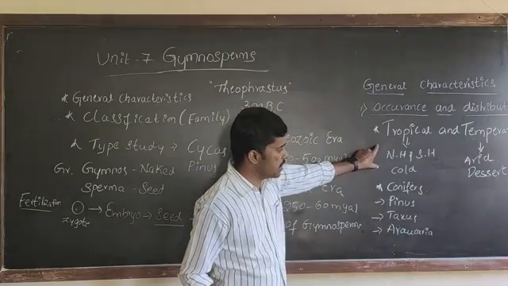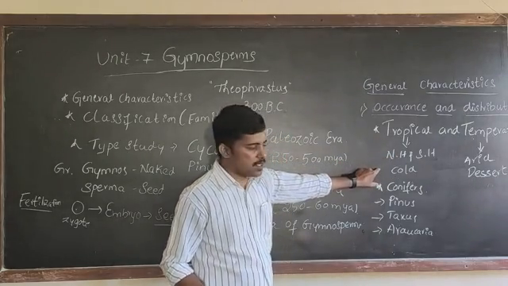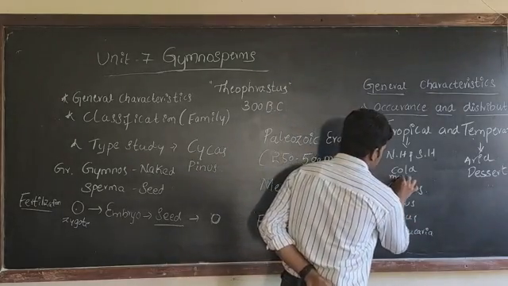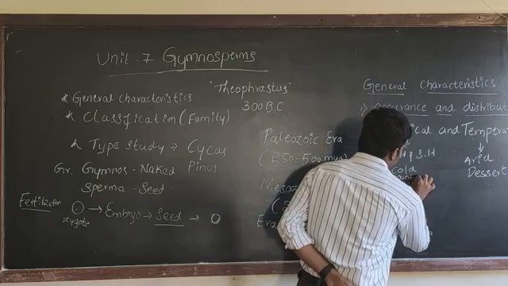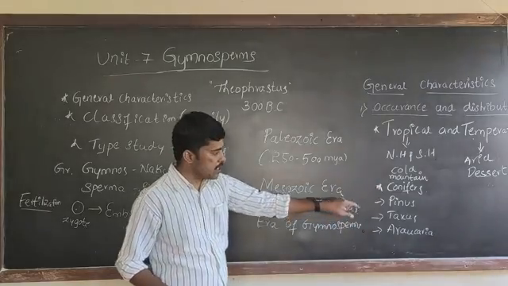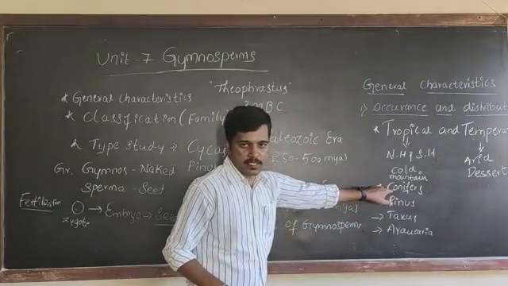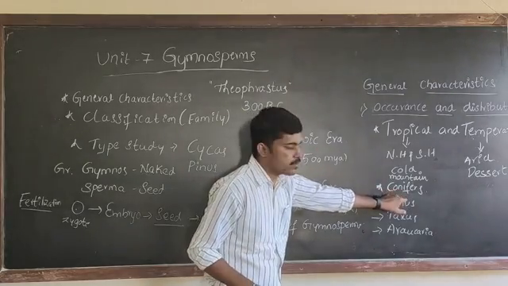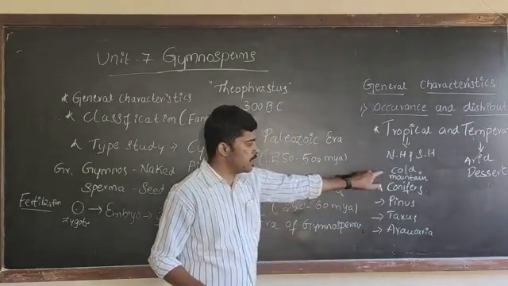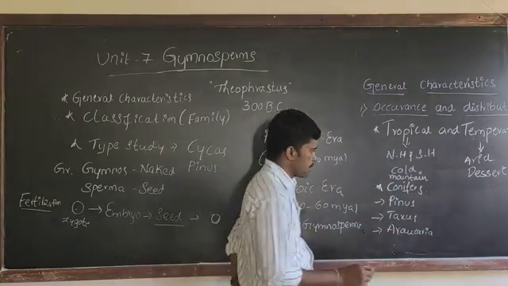They are mainly present in the northern and southern hemisphere. That too, they are present in the cold mountain regions. In the cold mountain regions, these conifers are present. So the best examples for these conifers are Pinus, Taxus and Araucaria. All these are present in cold mountain regions.